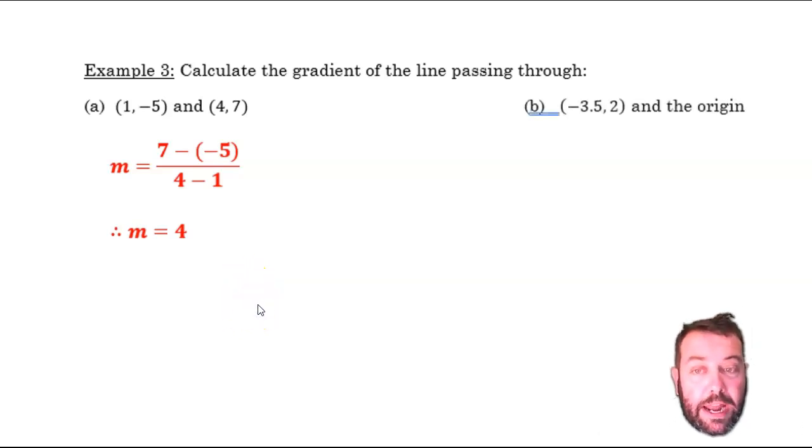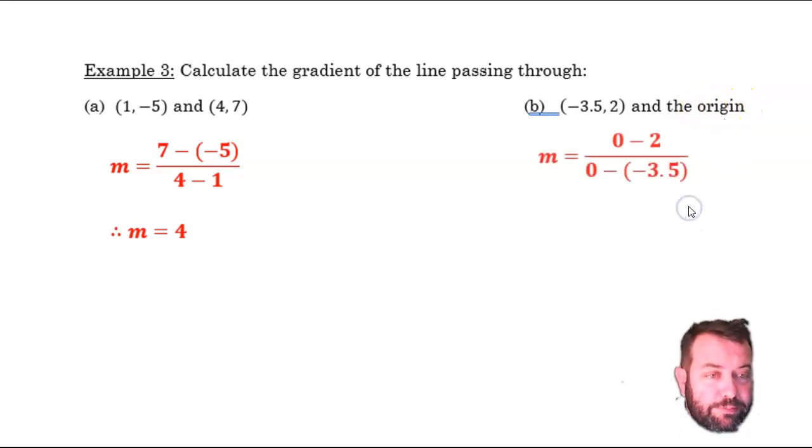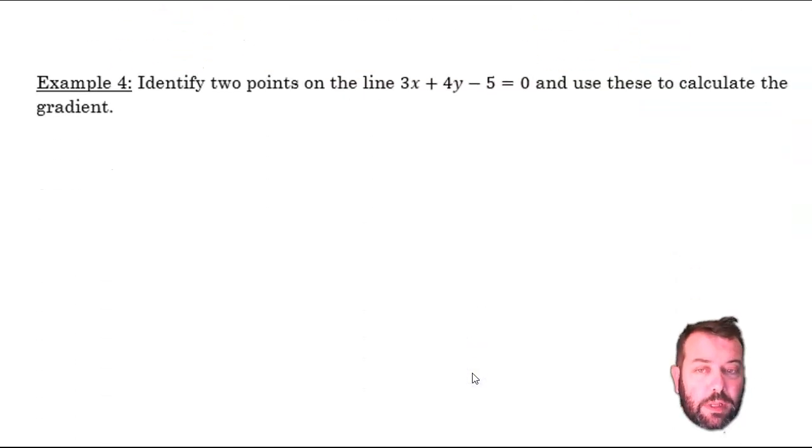Rightio, here's another part to this question. Now, x1, y1, x2, y2 are going to be 0, 0. So y2 minus y1 over x2 minus x1 gives us negative 4 over 7. Rightio, it's calculating the gradient between 2 points.